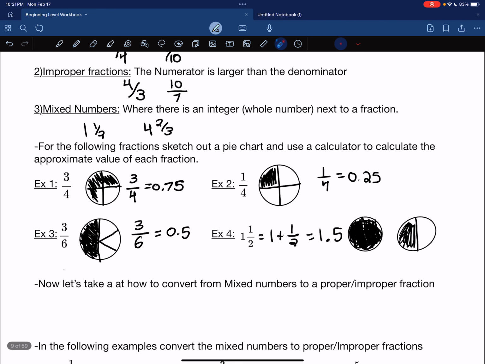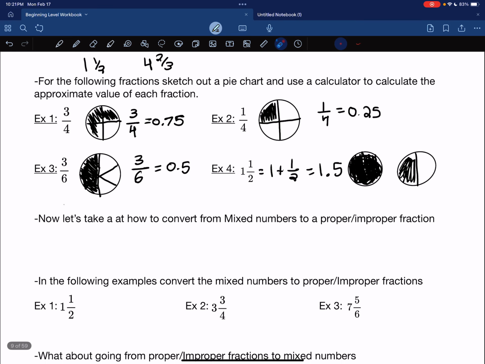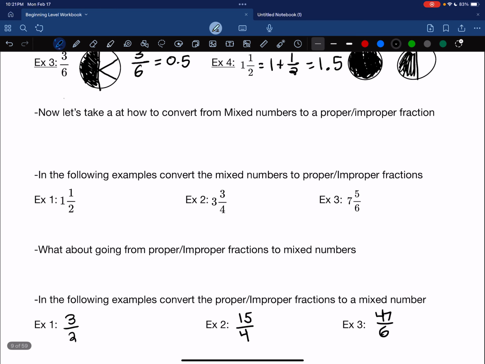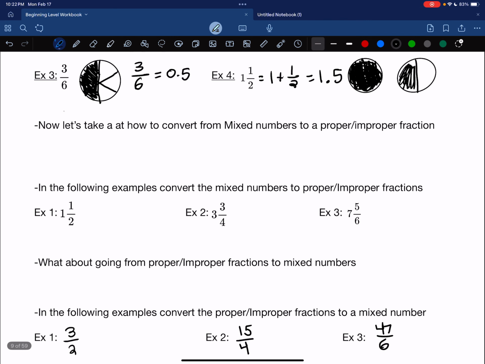So now that we got some visual understandings of fractions, let's take a look at how to convert mixed numbers to a proper or improper fraction. So I'm just going to write out some general steps to do, and then we're going to work through those steps in these 3 examples below. So your first step, step 1, is you're going to multiply the integer with the denominator.